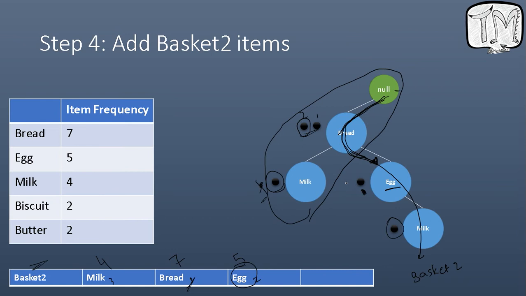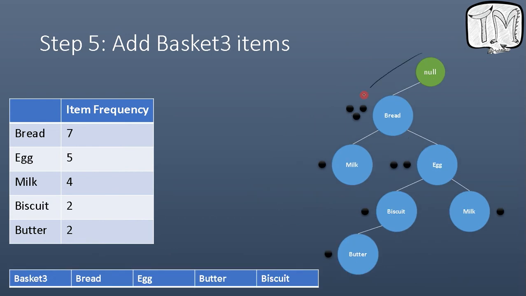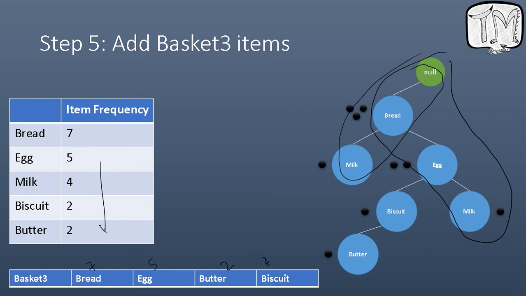Okay, now let's look at step 3. So as you know, this was added in step 1, this was added in step 2. Now let's look at the items of basket 3. So we have bread, which is the most frequent, then egg, which is the second most frequent with frequency 5. Then we have butter and biscuit, so 2 2. Okay, but since in this ordering we have biscuit before butter, so our order will be 1 2 3 and 4. Okay, so let's start adding from the most frequent item, which is bread.